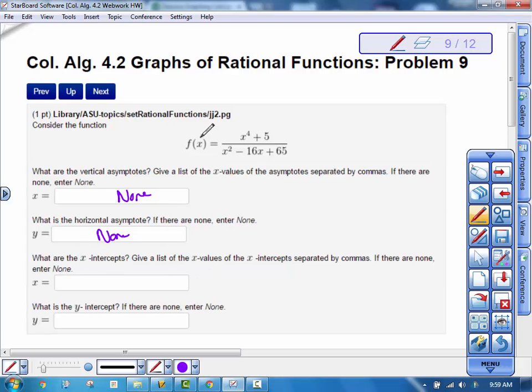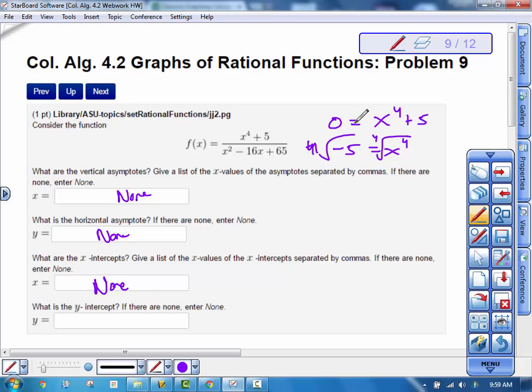X-intercepts occur where y is 0. So when you plug in 0 for y, you're solving for where the top is 0, so x to the 4th plus 5. Now when you subtract 5, you can't take the even root. You would need to take the 4th root of a negative number, which you can't do. So there are no x-intercepts, and we can see that from the graph as well.